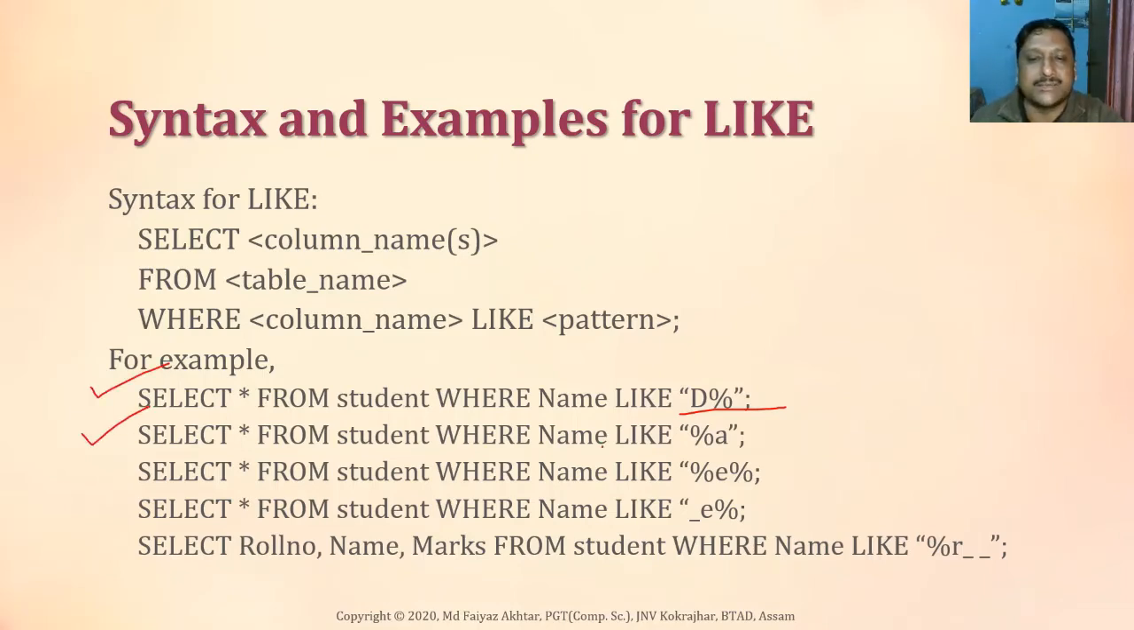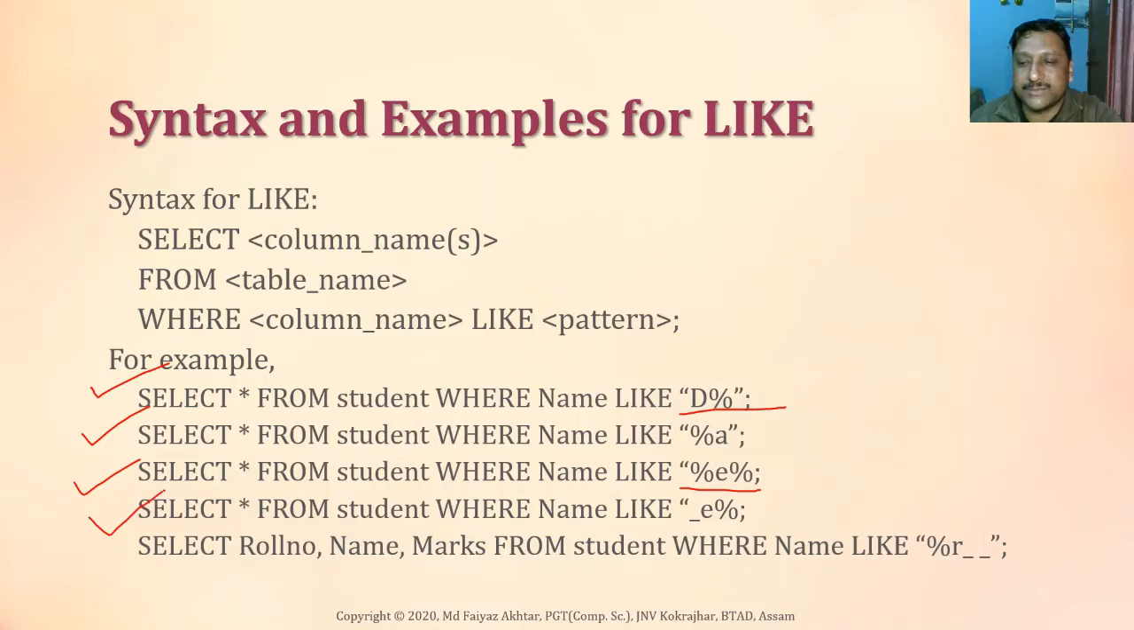The second command is SELECT * FROM student WHERE name LIKE '%A', meaning the last letter must be A, and the previous letters may be any characters of any length. In a similar way, the next statement uses the pattern '%E%', meaning the letter E must be present in the name, however it is in the beginning, in the middle or at the end. Anywhere E must be there, and the name can be of any length.